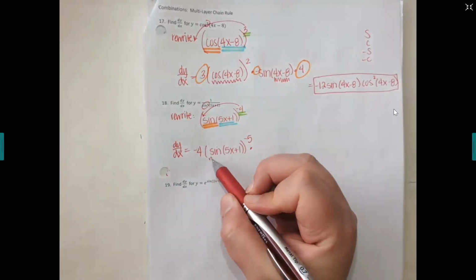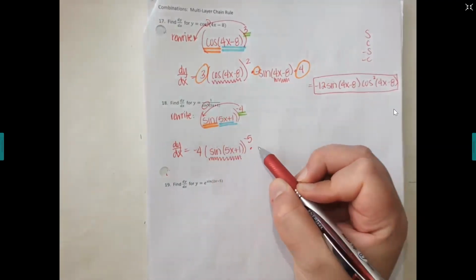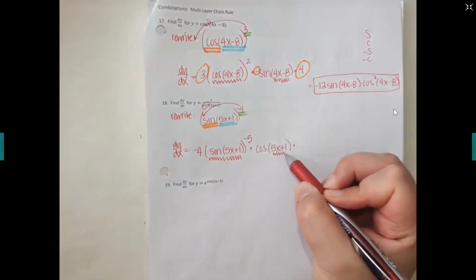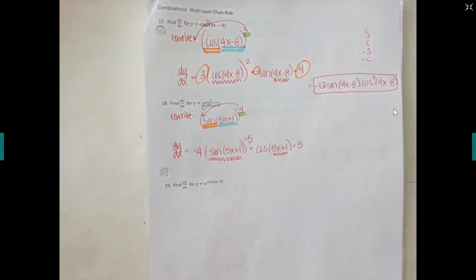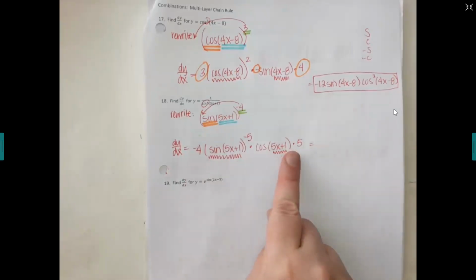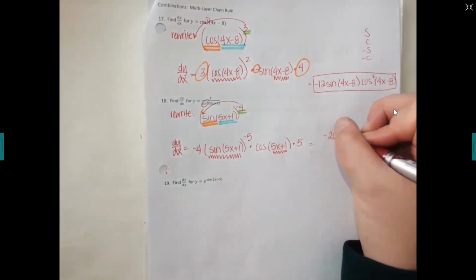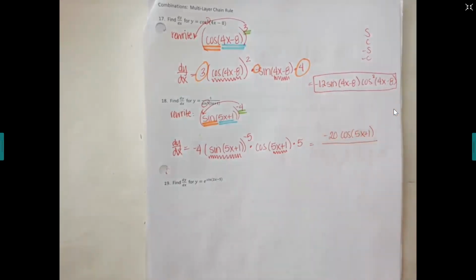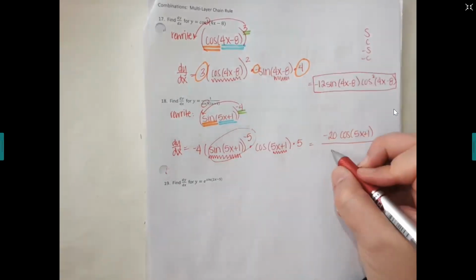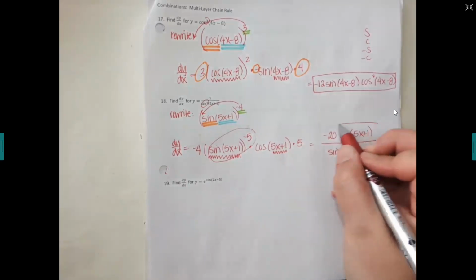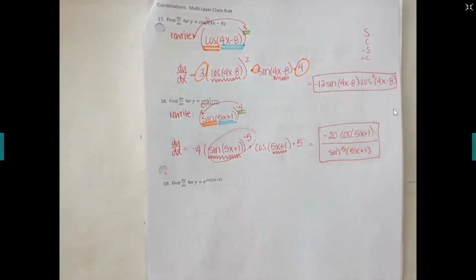Okay, then my sine, the derivative goes to a cosine 5x plus 1. And then my 5x plus 1 gives me an extra times 5. So for my final answer, I could go ahead and combine the negative 4 and the 5. That'd give me a negative 20 cosine 5x plus 1. But notice I'm going to drop this term back into the bottom. That's really a sine to the 5th 5x plus 1.